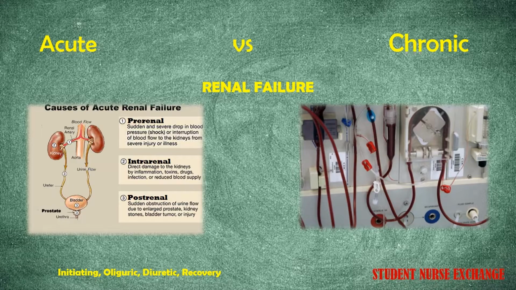So this slide, I'm not going to go into chronic that much, but acute I think is a little bit more complicated. You have your causes: pre-renal, before your kidneys; intrarenal, within your kidneys; post-renal, after the kidneys. They're all causes. And then you have 4 phases: initiating, oliguric, diuretic, and recovery. And they all have really classic characteristics in those phases.